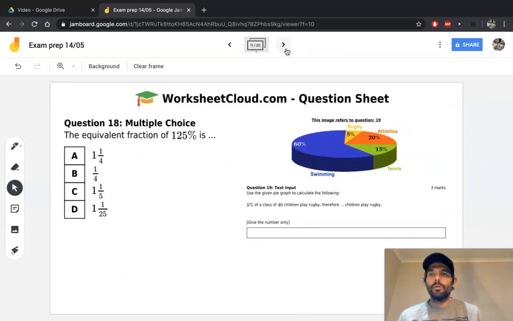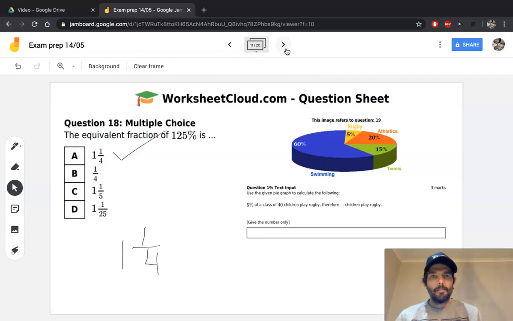Okay, let's go to question 18. So at 18, you've got a percentage question. They're asking you what is the equivalent fraction of 125%. So remember, 100% is one whole number. Okay, and then 25% is a quarter. So you're looking at 1 1/4, which is answer A.